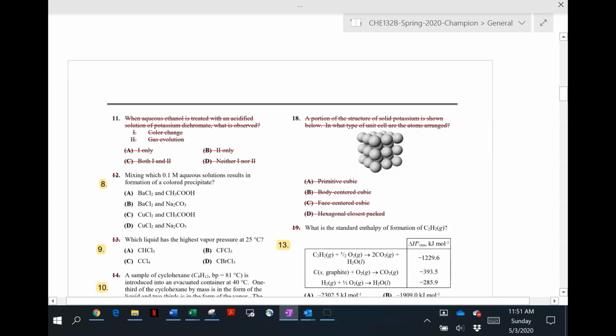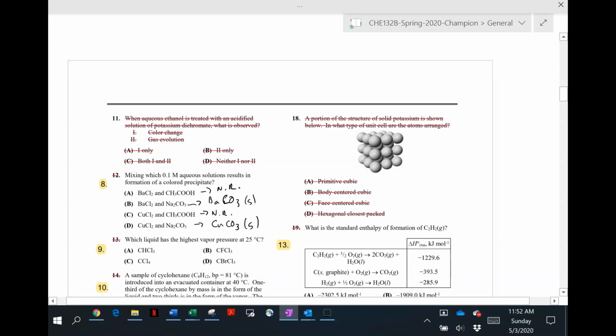All right, we skipped, oh no, we did 12. Mixing 1 molar aqueous solutions of these two things is going to give us a colored precipitate. So the first question is, is it going to give you a precipitate? The second question, is it going to have color? While we're going to get some precipitates with this, this is going to give us BaCO3 solid, and this is going to give us CuCO3 solid. These two are both no reaction. They're not going to give precipitates. Acetates tend to be soluble.